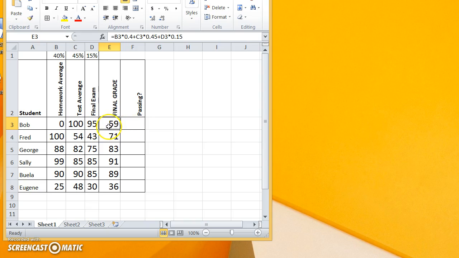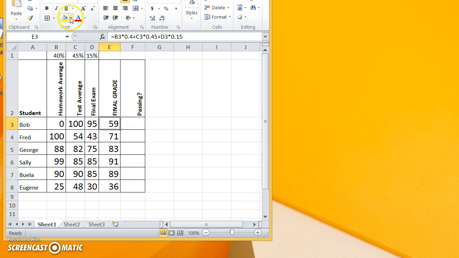Now, here's what's strange. When I'm doing my calculation, I do not want to say 59. I want to talk about this cell by his name. That cell's name is E3.